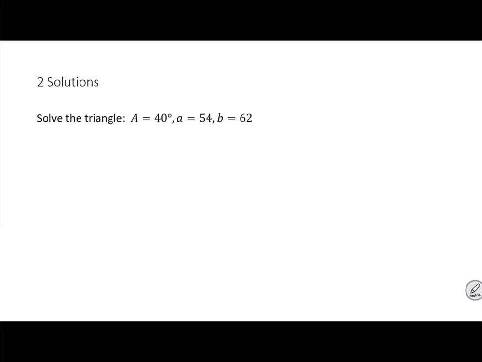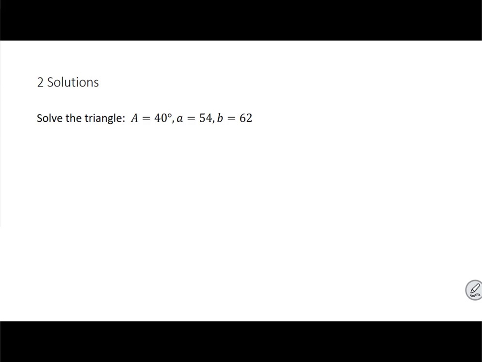In this example, we are going to use the law of sines to solve a side-side-angle triangle with two solutions. So we have a triangle here that has angle A of 40 degrees, side A is 54, and side B is 62. I don't know what the units are, that's okay. Since I know this one has two solutions, I'm not going to worry with the picture, but I am just going to jump straight into using the law of sines.